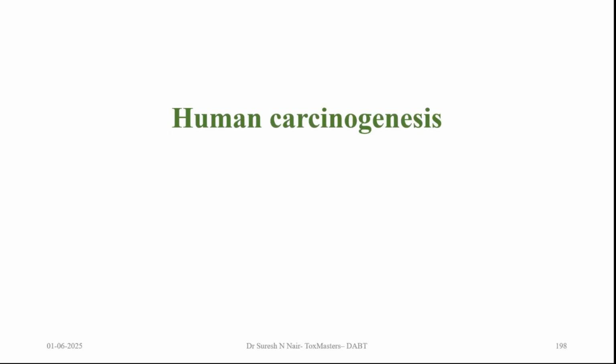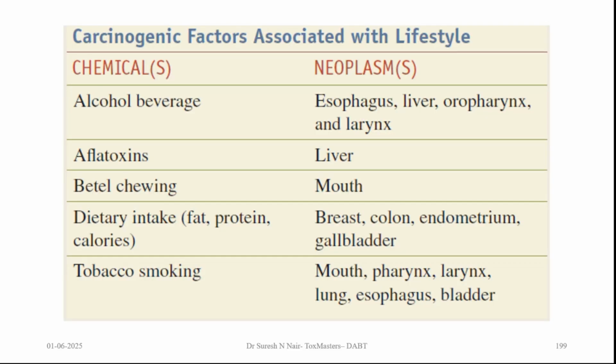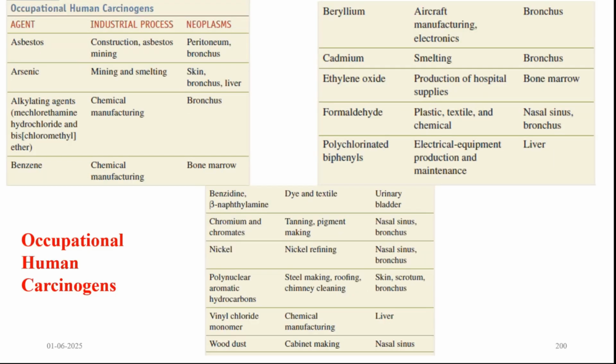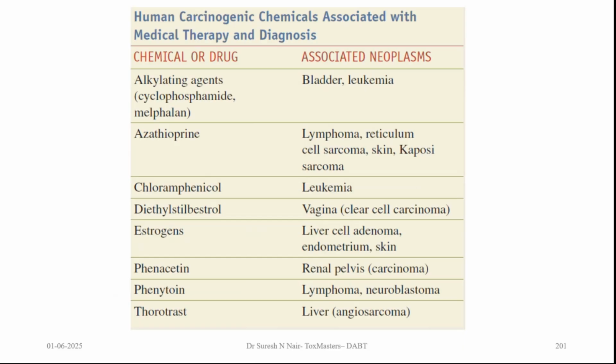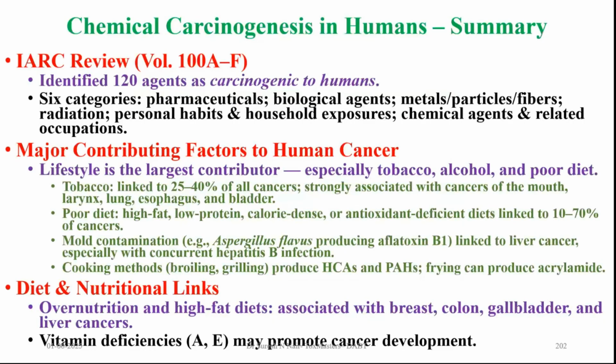Then coming to human carcinogenesis, the carcinogenesis factors associated with lifestyle. These are the things that are given in the textbook itself. So occupational human carcinogens: these are the list of occupational human carcinogens as given in the C&D textbook. Then human carcinogen chemicals associated with medical therapy and diagnosis. These are the list of compounds.